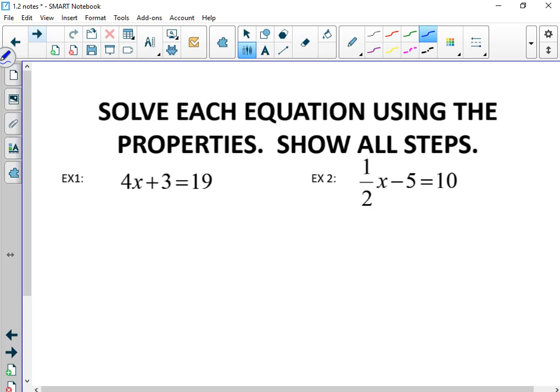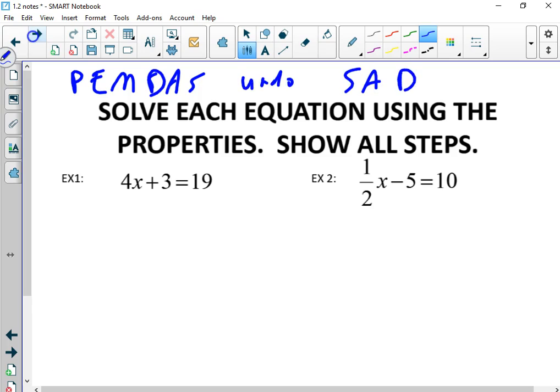Okay, so here we have the two-step equations. Remember, we kind of already hinted this before. You're working backwards. So instead of PEMDAS, I can write, we undo with SADMEP. SADMEP will undo PEMDAS. So we're going to go backwards.